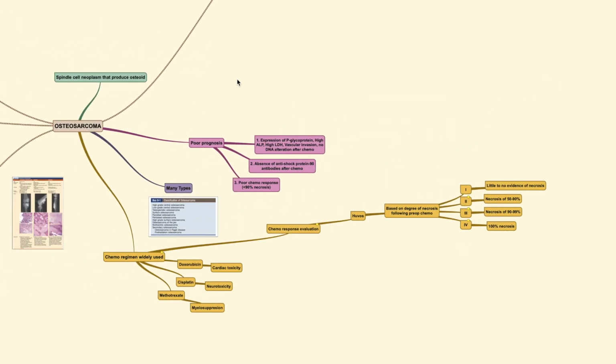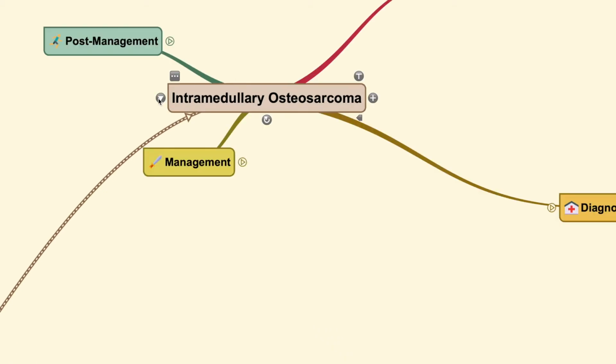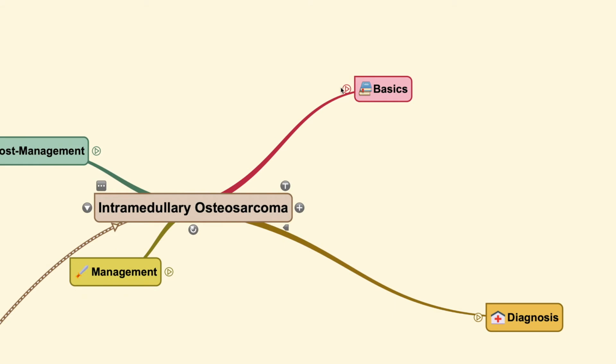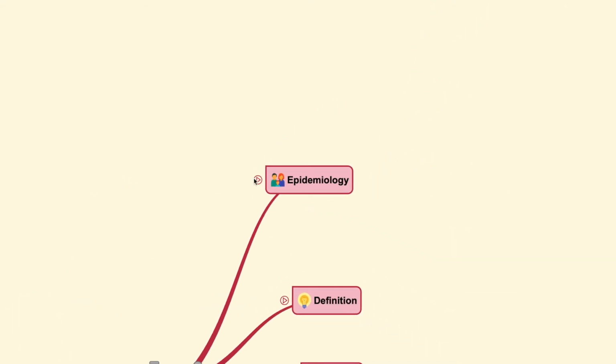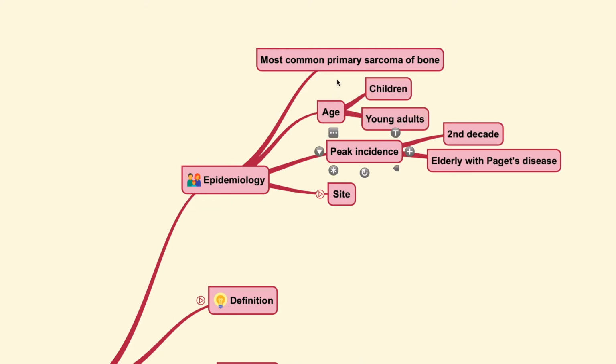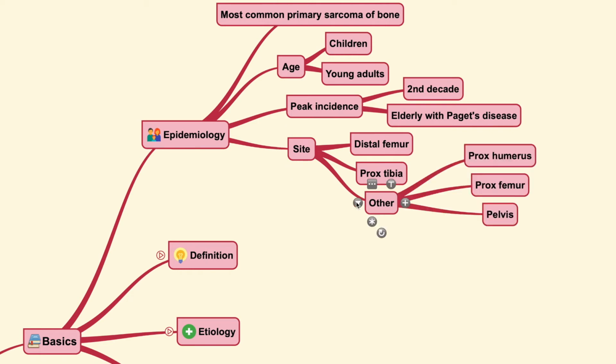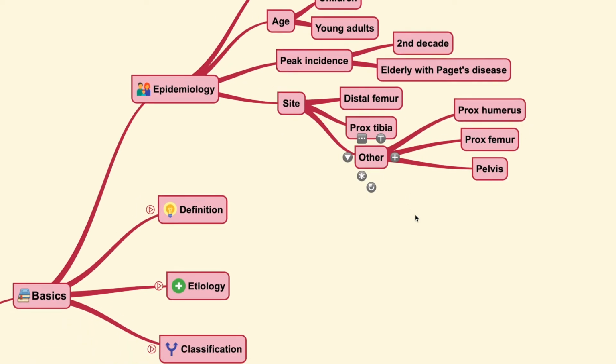After knowing all that, we will start today's discussion regarding the most commonly found type, which is the intramedullary osteosarcoma. Because it is an osteosarcoma, it comes from the bone, and it is a primary sarcoma of the bone, with the age population most commonly being children and young adults. Usually the peak incidence is in the second decade, and the most common sites are the distal femur and proximal tibia, but also other bones such as the proximal humerus, femur, and pelvis, although this is quite rare.